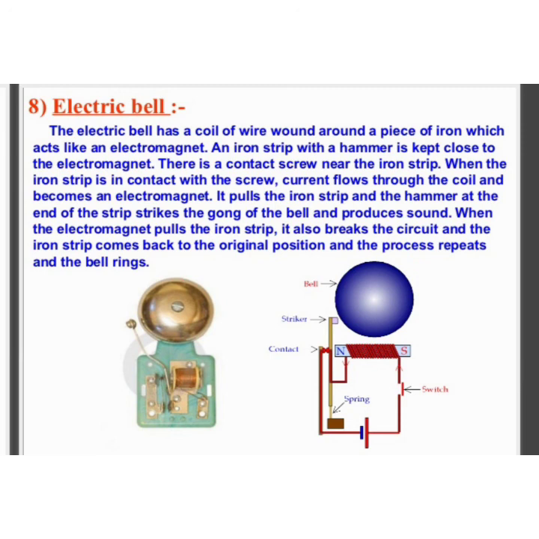When the electromagnet pulls the iron strip, it also breaks the circuit and the iron strip comes back to the original position, and the process repeats and the bell rings. This is how an electric bell works, which is seen in schools, colleges, temples and other places. So this is the basics of electric current and its effects. Hope you understood. Thank you.